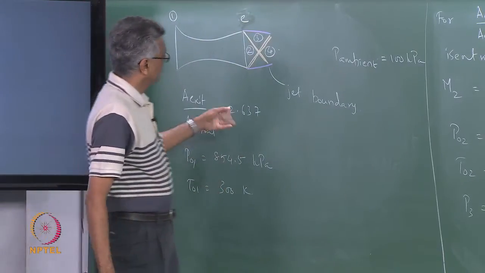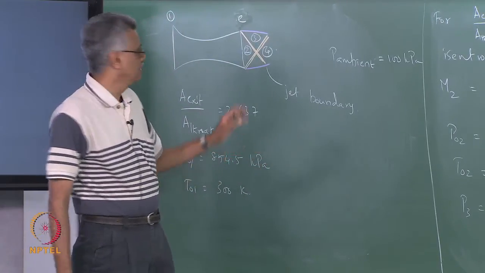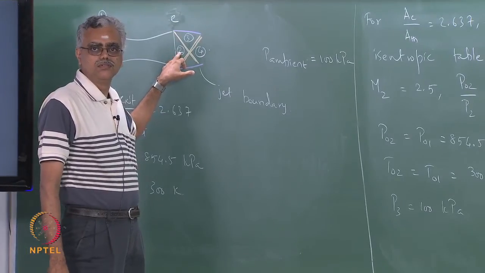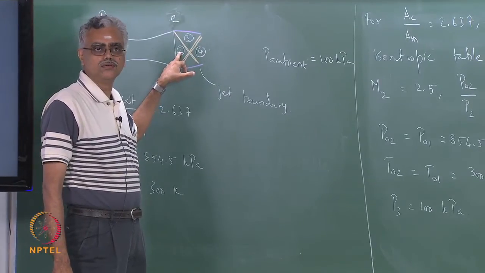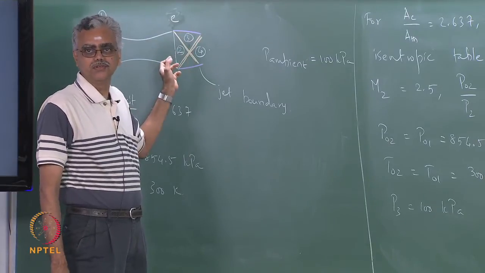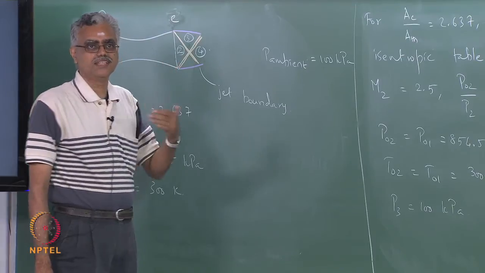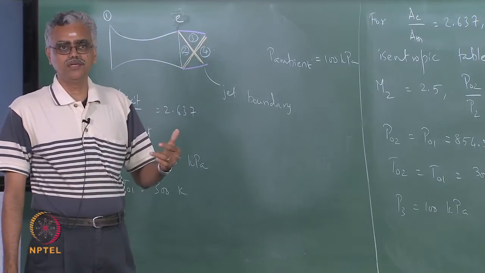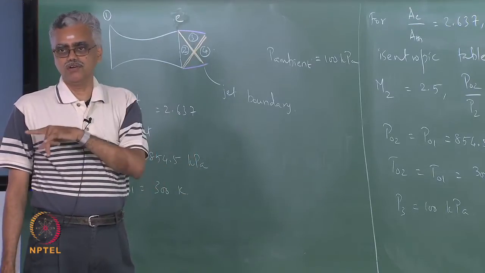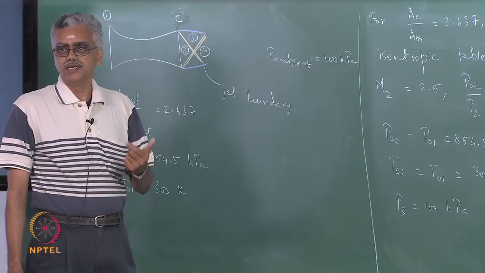So notice that this is a very interesting oblique shock wave calculation. I know M2, but I do not know theta. I also do not know beta, but I know the pressure ratio across the oblique shock wave. We said theta, beta, M, but now we do not have theta, we also do not have beta. However, I have the static pressure ratio across the shock wave. So I have to work backwards from there to get my theta and beta.